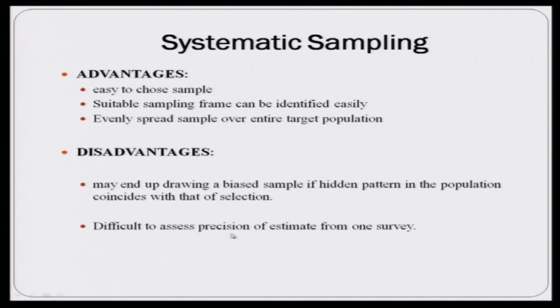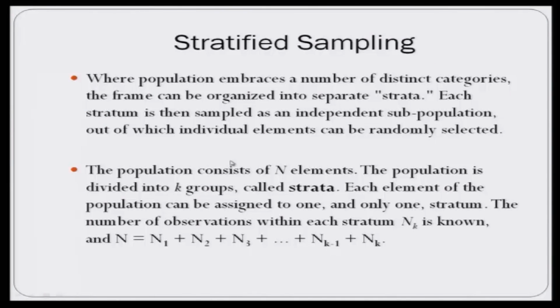It is difficult to assess precision of estimate from one survey in this case. Then you have stratified sampling. Stratified sampling is used where the population embraces a number of distinct categories. The frame can be organized into separate strata. Each stratum is then sampled as an independent subpopulation, out of which individual elements can be randomly selected.